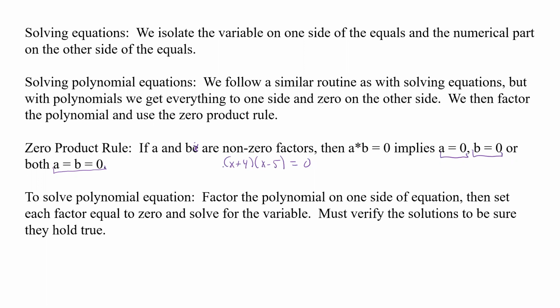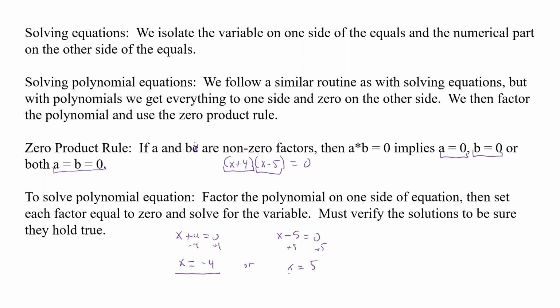That's what we factored on the left side of our trinomial. And we're going to set each one of those factors equal to 0 and see what we get. We're going to set each factor equal to 0 and solve for the variables. So we have x plus 4 equals 0, and x minus 5 equals 0. How do we solve that? Well, we subtract 4 from both sides, and we get x equals negative 4, or here we add 5 to both sides and we get x equals 5.